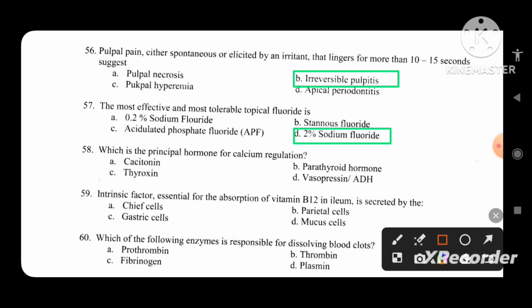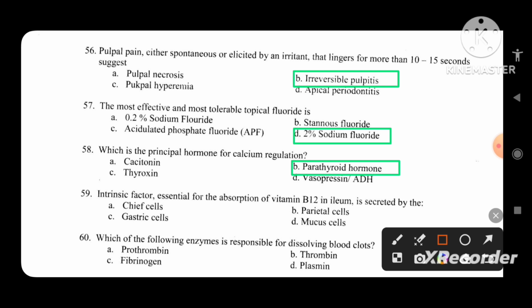Which is the principal hormone for calcium regulation? Options are calcitonin, parathyroid hormone, thyroxine, or vasopressin, or ADH. And the correct answer is parathyroid hormone. Parathyroid hormone is the principal hormone for calcium regulation.